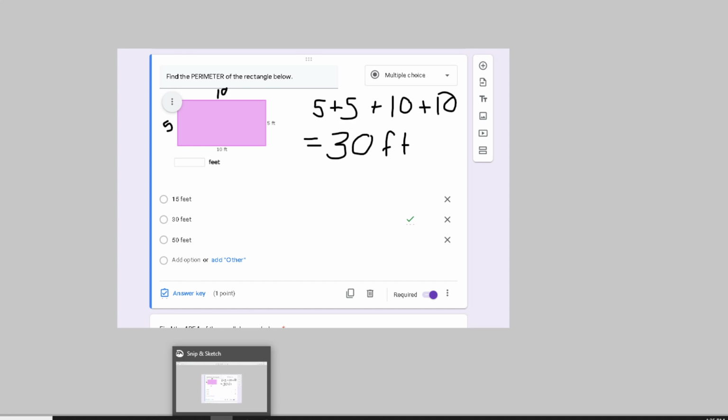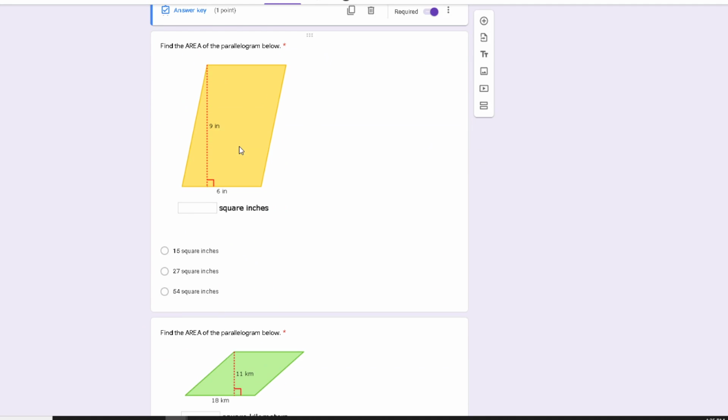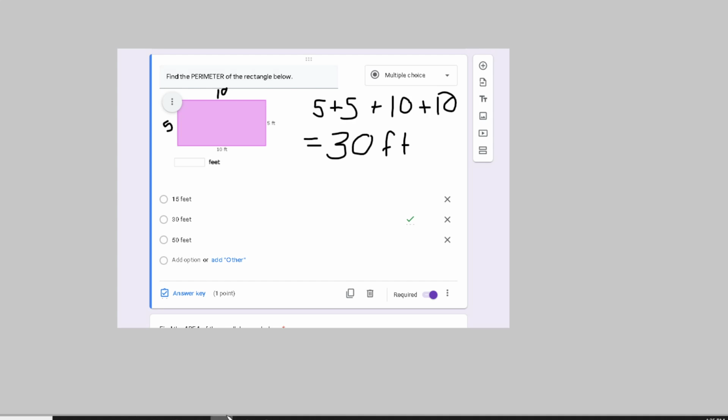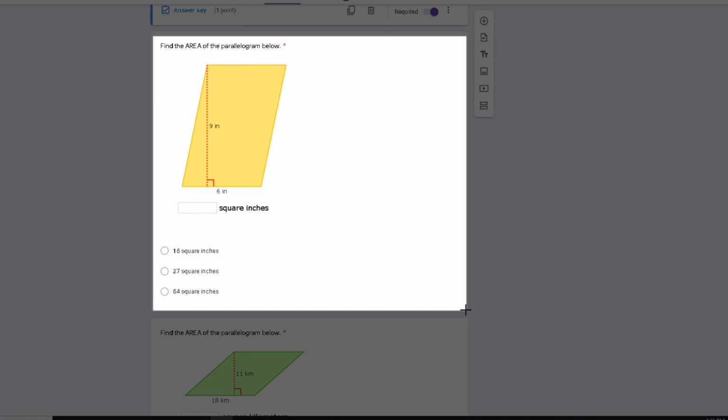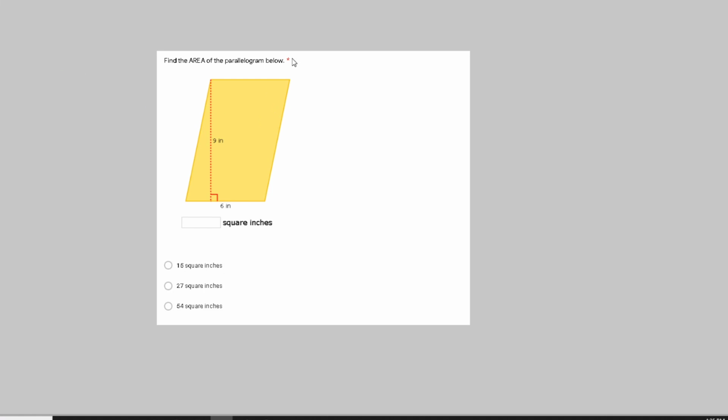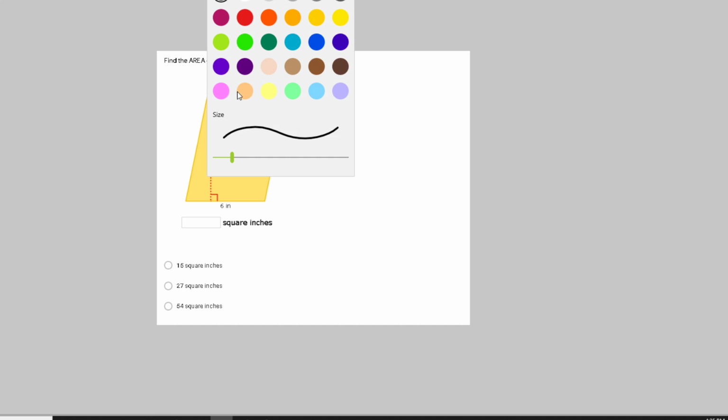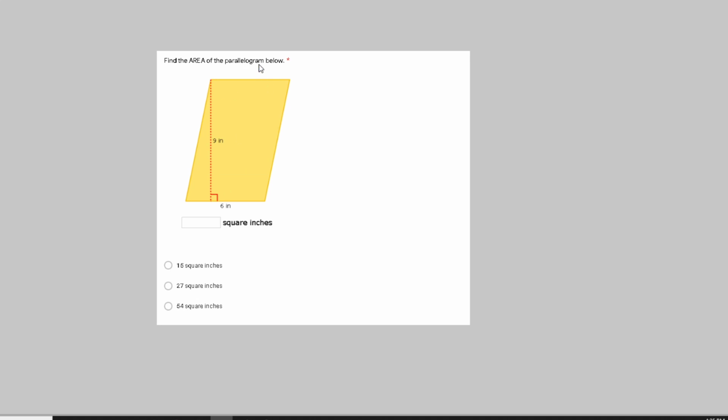All right, let's look at the next question. I saw a lot of people struggled with this question as well. I believe they were mixing it up with the formula for the area of a triangle. It's the same thing as it is for a rectangle with a parallelogram. Okay, so it's just area is equal to length times width, just like with a rectangle.